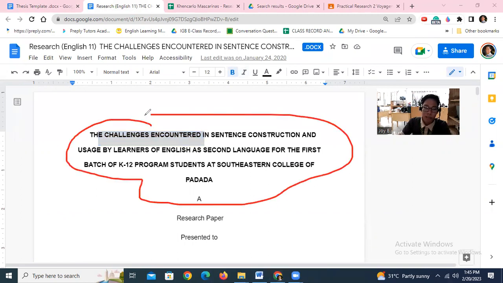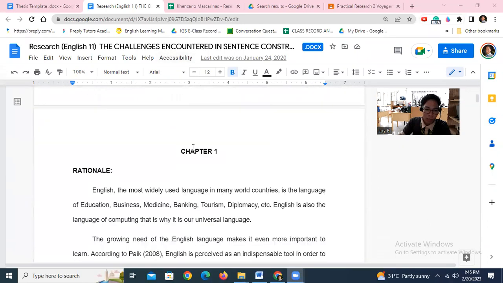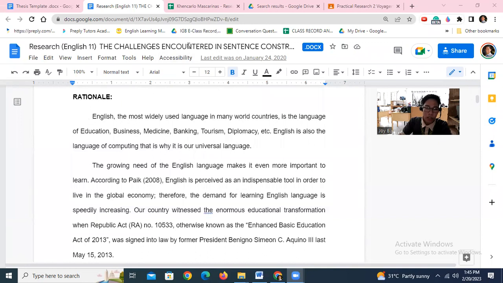Since this is my title, you also need to change this one. Followed by this part, which is the rationale. The rationale is the same as the introduction. Our introduction stated that English is the most widely, and so on and so forth. You can also change it in your case. For example, your topic is about the addiction to K-drama. So you need to introduce it here. You can say, the addiction to K-drama is blah blah. That's how you start.